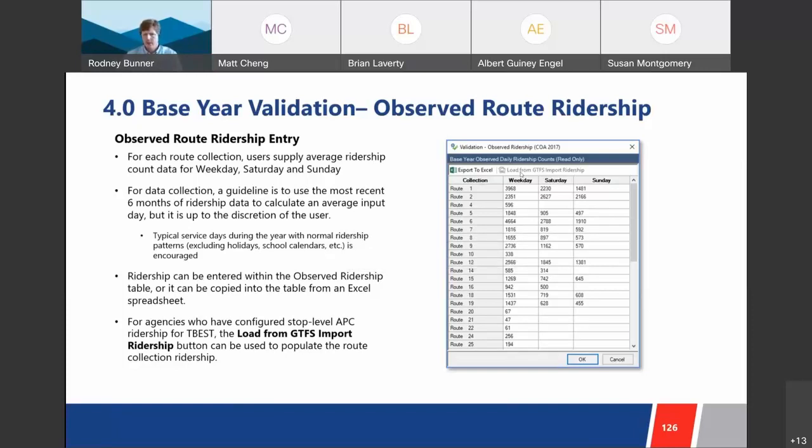You'll also see that there's a load from GTFS import ridership. So if you've imported your APC data using the GTFS, then you can click this button. Because it's at the route pattern stop level inside of the stop ridership.txt used for TBEST, you can actually fill this in completely just by clicking this button, because you already have the stop level ridership data that you can aggregate up to whatever TBEST collections you have. So that's an added bonus of getting the APC ridership data in here: you just click this button, and it will update and populate all of these collection level aggregations of your stop level data.